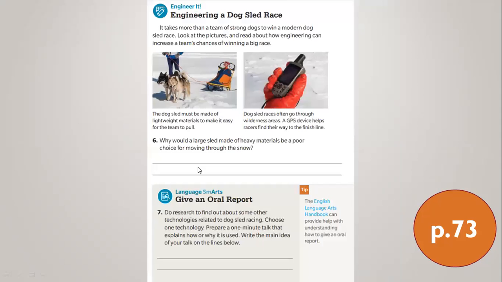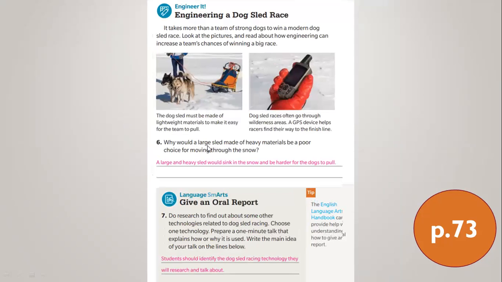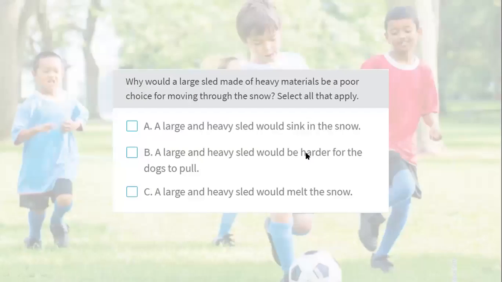So why would a large sled made of a heavy material be poor for moving through the snow? Because it will be large and heavy, and it may sink in the snow and be harder for the dogs to pull.